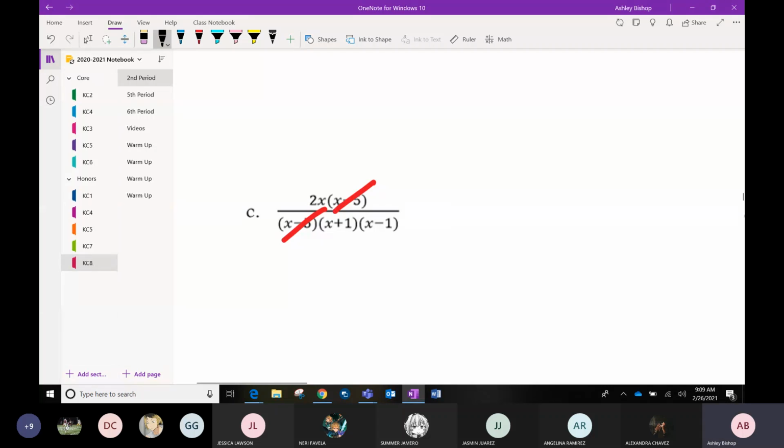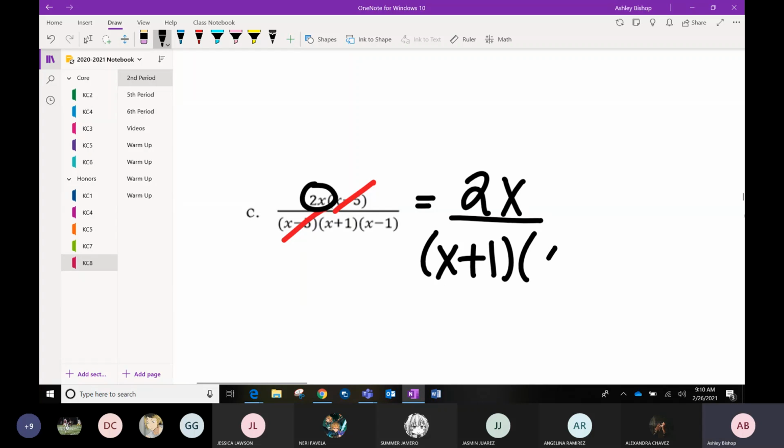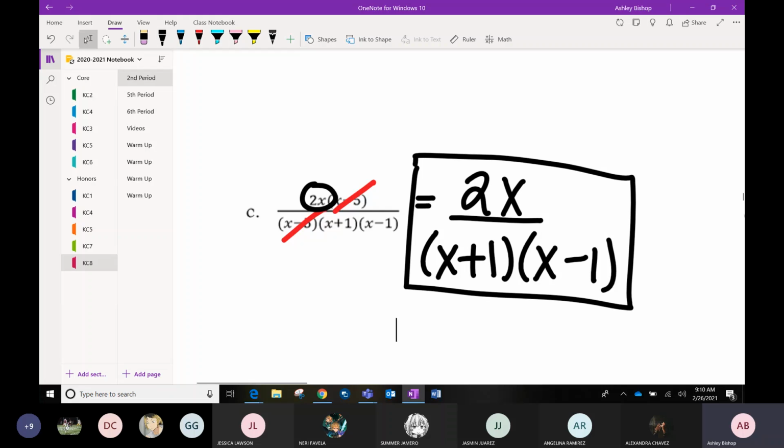I cannot cancel anything else though, because this 2x has nothing to do with an x plus 1 and an x minus 1. So everything that doesn't cancel, we just rewrite it. So this simplifies to the 2x that I still have on top, divided by the x plus 1 on bottom and the x minus 1 on bottom. So anything that doesn't cancel just gets rewritten. But you just want to clean it up. And we clean this up by canceling and rewriting. Okay.